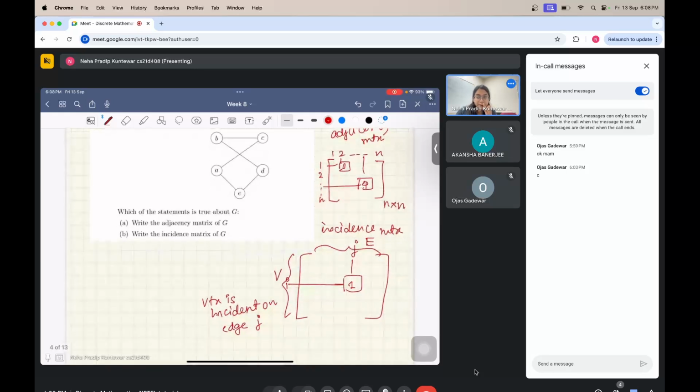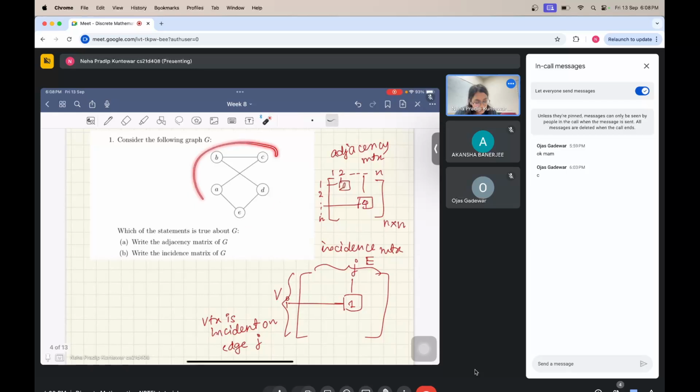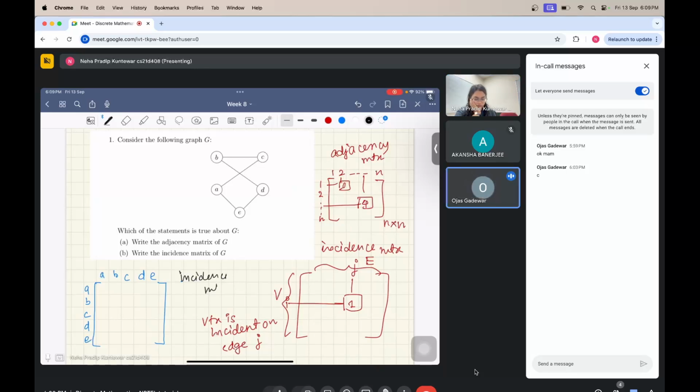Okay, so you're given this graph and you want to write two representations of it. One is the adjacency matrix form, the other is the incidence matrix form. So let's try this. You have A, B, C, D, E. Can you tell me the entries? Sorry, this is the adjacency matrix.